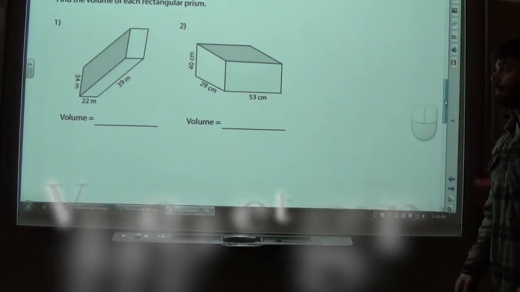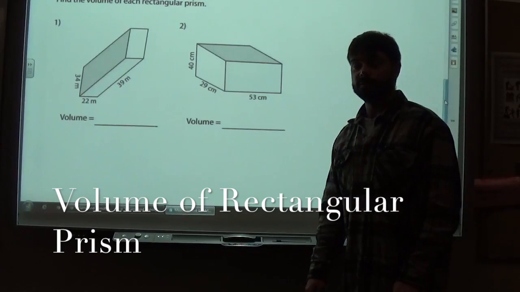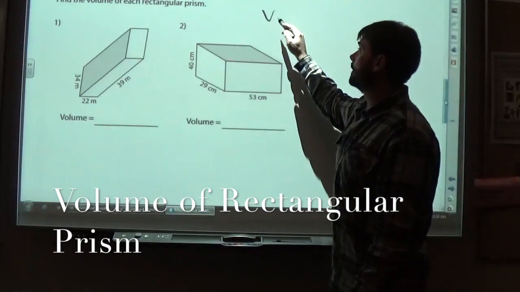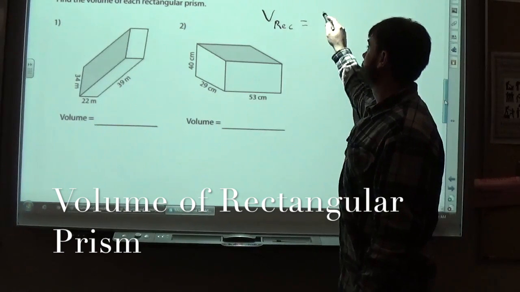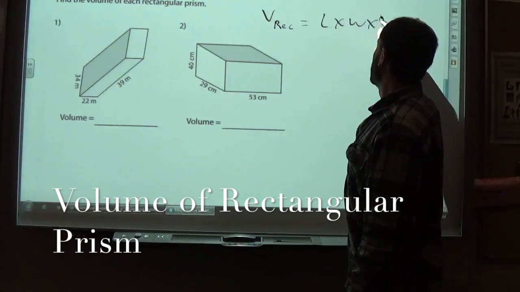Rectangular prisms. These are probably the easiest because you have no squaring or dividing. The volume of rectangles or cubes is just length times width times height.